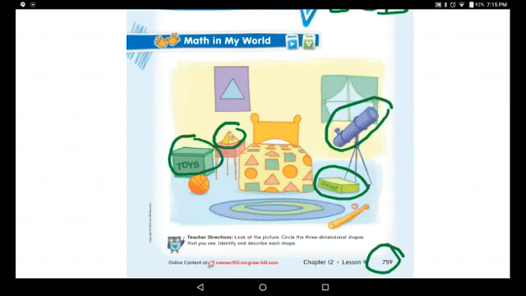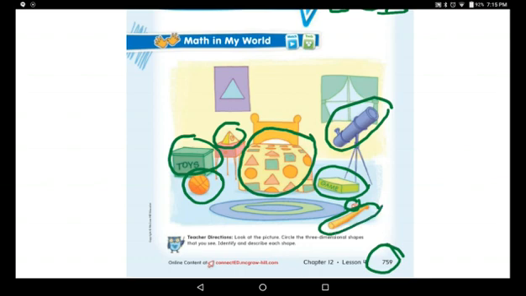And also the bed is a three-dimensional shape. Look at here, the small ball, it is also a three-dimensional shape. And there is a small ball here. And we have here another object. Let us look at this object. What is this?